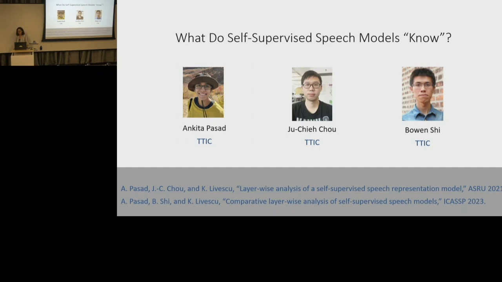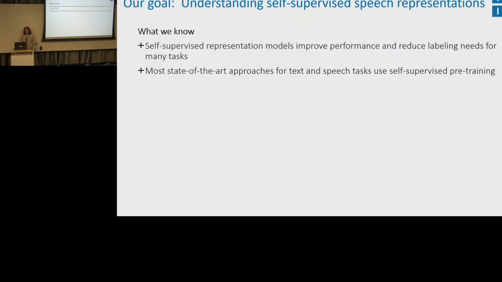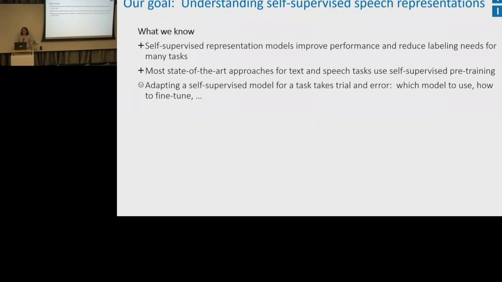Okay. All right, so our goal here is to gain a better understanding of self-supervised speech representations. So what do we know so far? We know that these models improve performance and reduce labeling needs for many speech tasks. We know that any state-of-the-art approach for any speech task these days uses one of these models. But we also know that adapting a model to a task that we're interested in takes some trial and error, like choosing the best model for the task, deciding how to fine-tune it. This weighted combination of layers is one way, but there are many, many ways to fine-tune. And we also have very little guidance for how to design pretext tasks to get a model that behaves in a certain way that we would like. So we'd like to fix all of that.